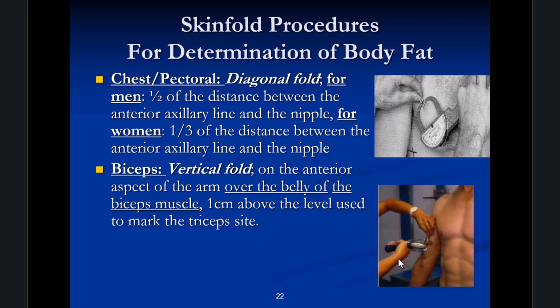The chest actually differs for males and females, so it's a diagonal fold for both. For men, it's about half the distance between the armpit and the nipple. For women, it's a third of the distance. Biceps is one we don't generally use when estimating percent body fat, but you can still get it. It's right over the belly of the biceps muscle, almost at the same level as the triceps site that you used on the other side. According to the recommendations, it's about a centimeter above that level.